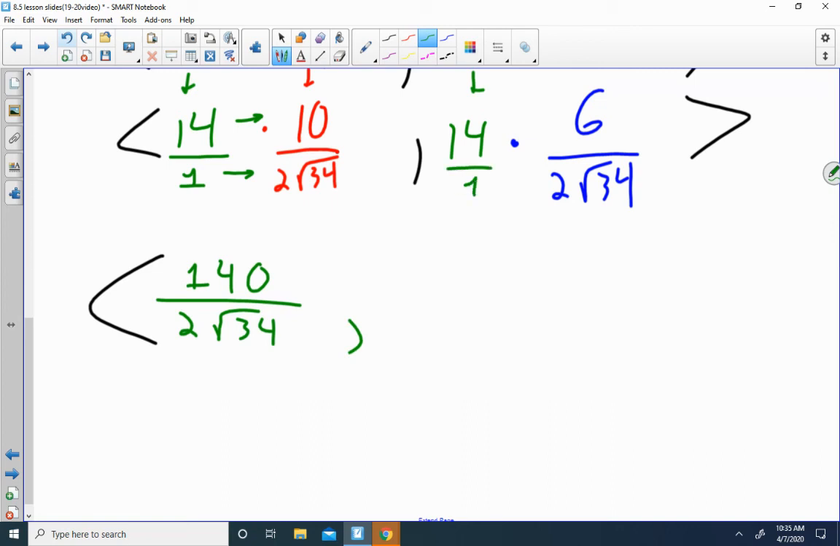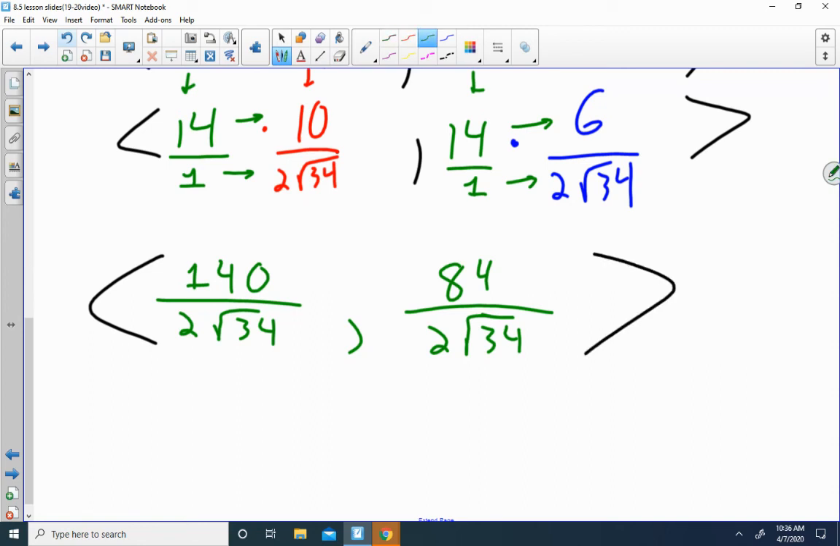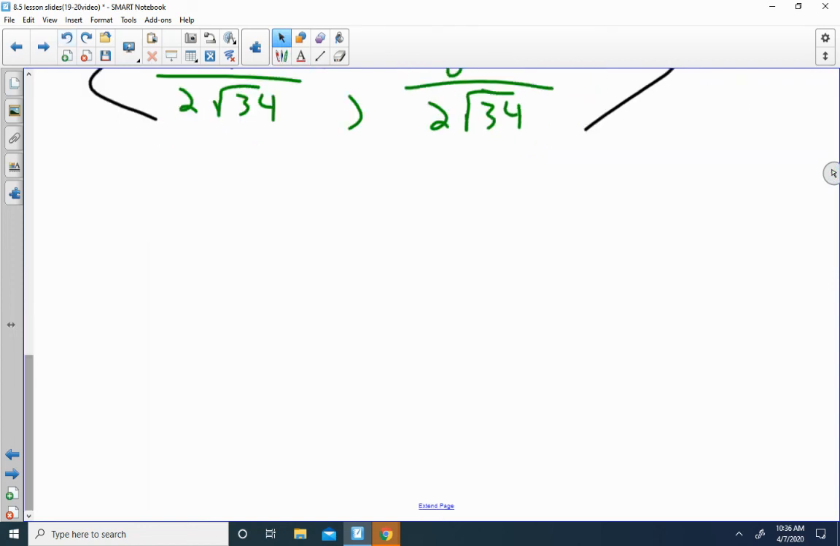Do the same thing on the other side. 14 over 1, multiply horizontally. 14 times 6 should give you 84. And then on bottom, you just get 2 root 34. And once you're there, you're technically 95% done. The last thing that you can do is simplify.